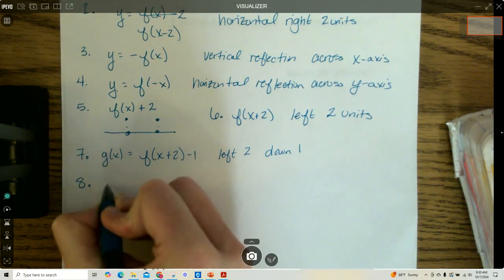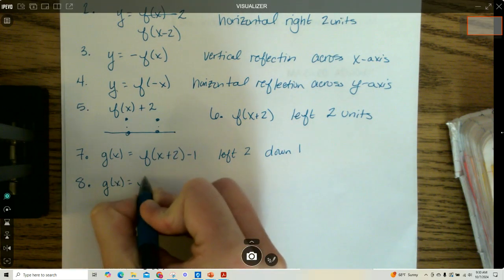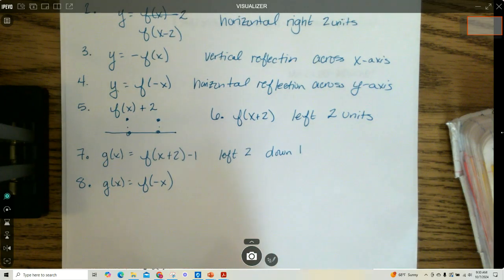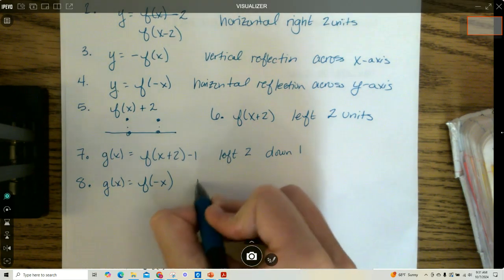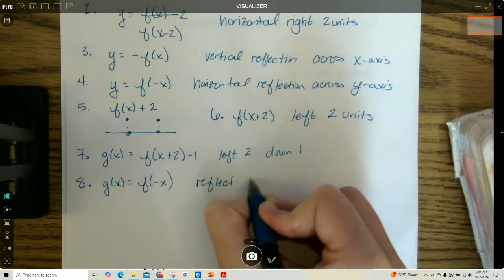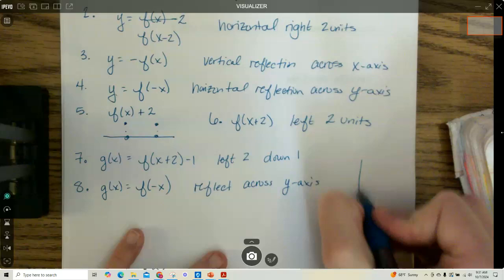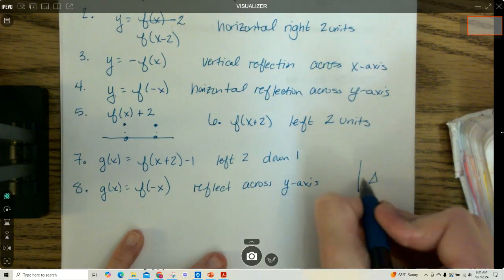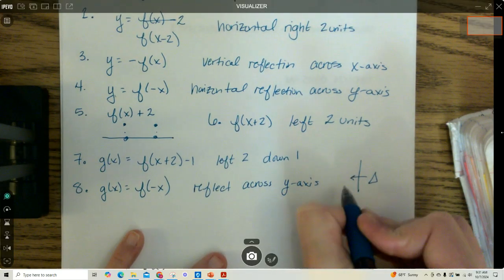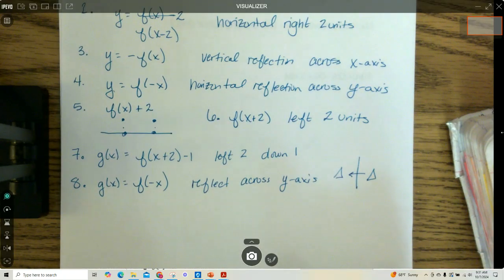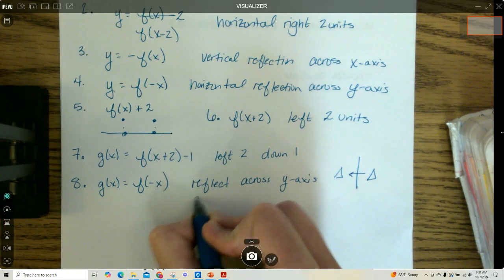G of x equals f of negative x. So that's reflect across the y-axis. So if your shape is here, it's going to be over here. What you do is you switch the x values. Change the sign of the x values.